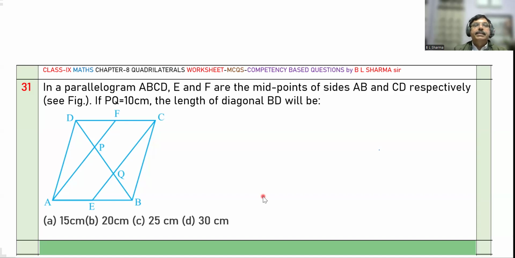In parallelogram ABCD, E is the midpoint of AB, F is the midpoint of CD, and PQ is 10 centimeters. What is the length of the diagonal BD? We have already done in the previous question that AECF is a parallelogram, and since AP is parallel to CQ, by the converse of the midpoint theorem, P will be the midpoint of DQ. So DP, PQ and QB will be the same.